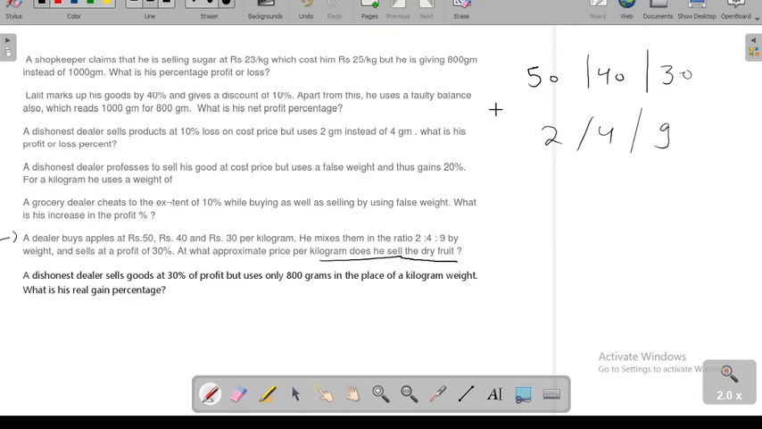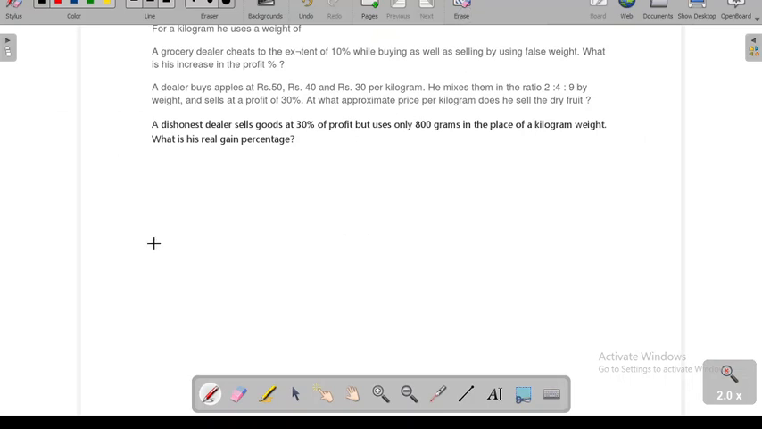There is some discrepancy in the question. We should not focus on this question for the time being, because there is no mention of dry fruit and I don't know what the question is trying to say. So let's see this one.